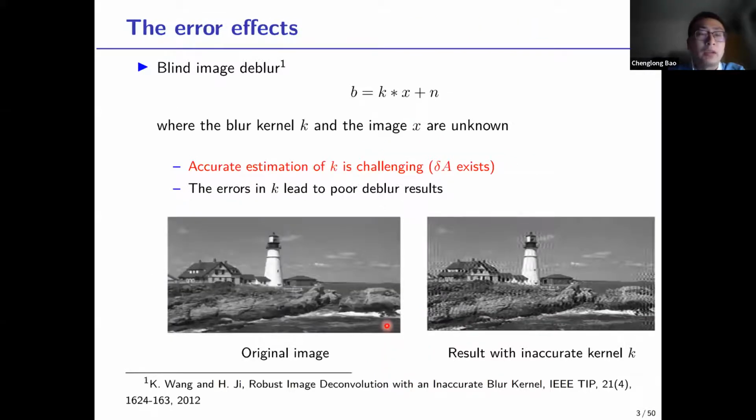Let's see 2 examples. The first example is blind image deblurring. In this application, our observed image is a convolution of a blur kernel and a ground truth image, and then corrupted by Gaussian noise or some other noise. The estimation of this blur kernel plays an important role. Usually, the accurate estimation of this kernel K is very challenging, which means that in the forward model, delta A exists. In this figure, if the estimated kernel has 2 pixels of error, direct deconvolution by using the Richardson-Lucy deconvolution method causes many ringing artifacts. So this is the first example.